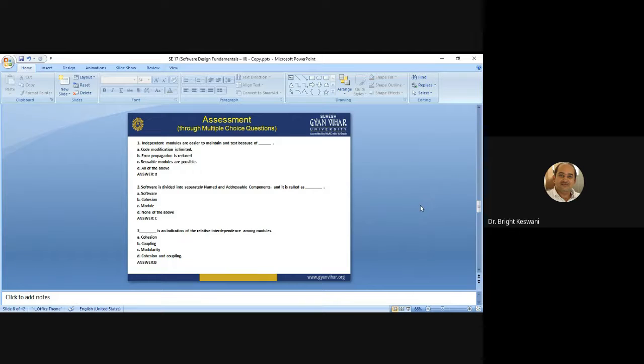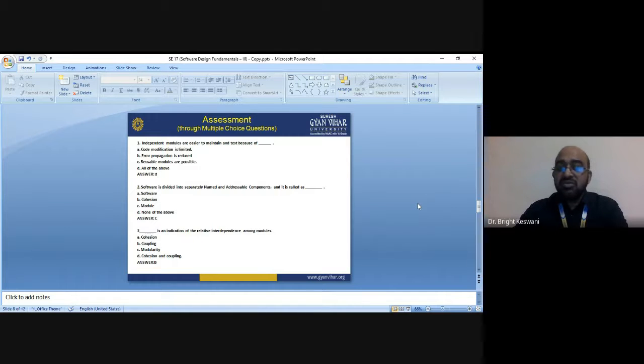Software is divided into separately named and addressable components, and it is called as dash. Software, cohesion, module, or none of the above. What is the answer? Answer is C, module. Software is divided into modules, and they are separately named and addressable components.